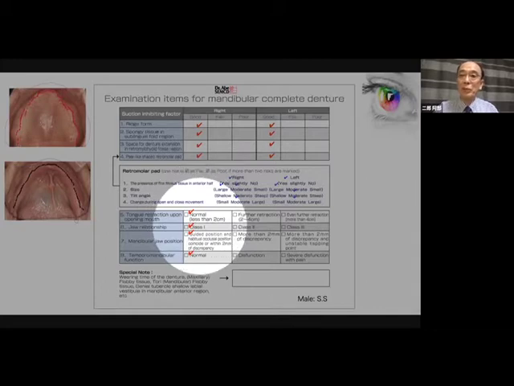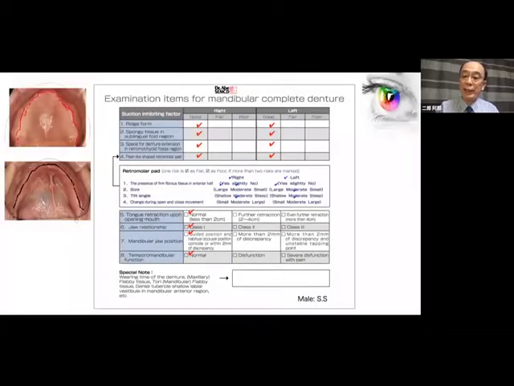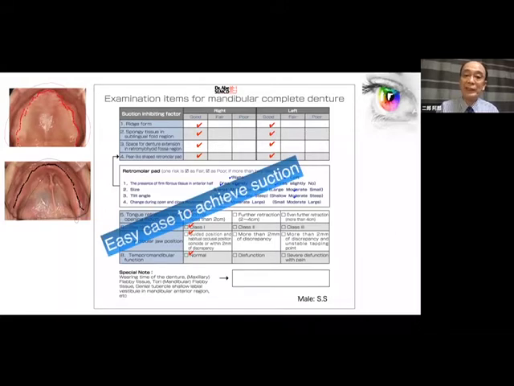He has a nicely shaped retromolar pad, and no tongue retraction, and he has a class one. Also there is no discrepancy between the patient's habitual mandibular jaw position and the operator-manipulated mandibular jaw position near the centric. And he didn't have temporomandibular joint problems. So if you find that case in your daily practice, you will be able to achieve mandibular suction easily.